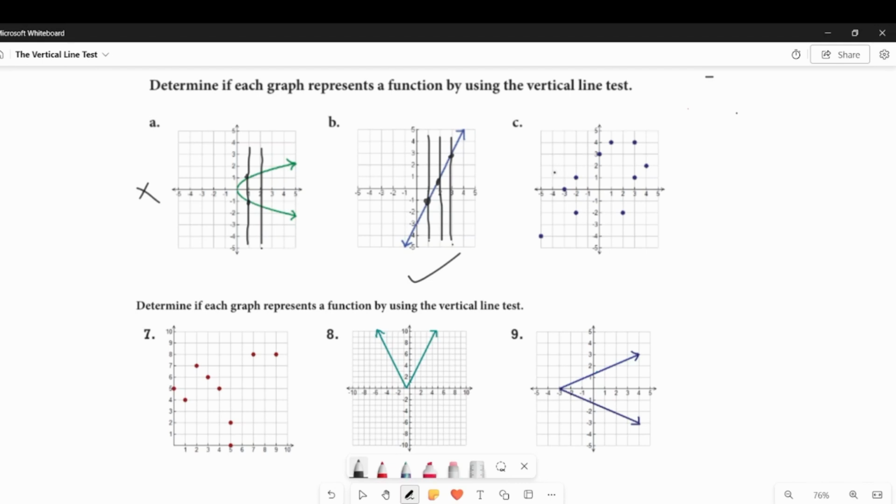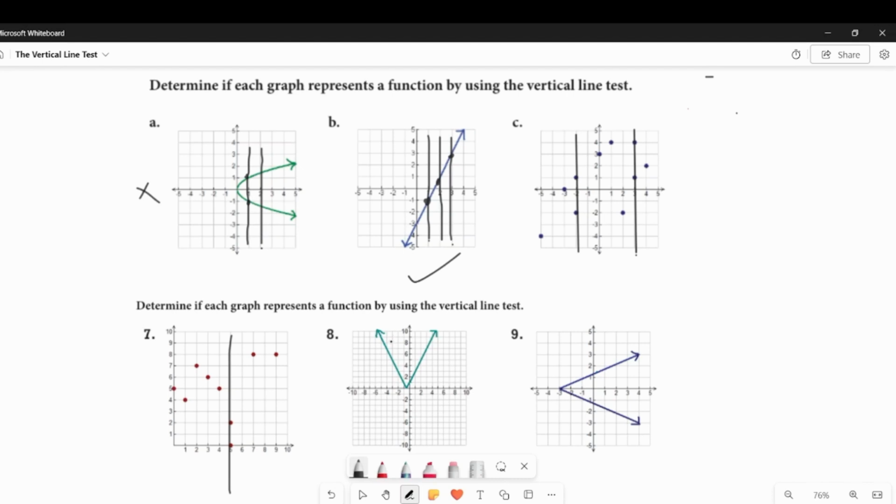This one is not going to be a function, as you can clearly see. This vertical line has more than one point at these two lines. So this is not a function. Now in this one also, we do not have a function. You can see there are 2 points lying on the vertical line here. This is not a function.